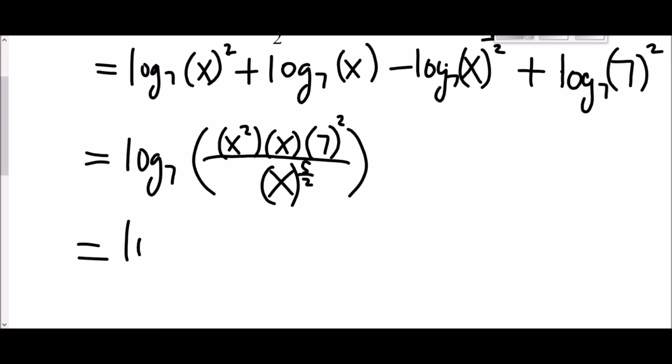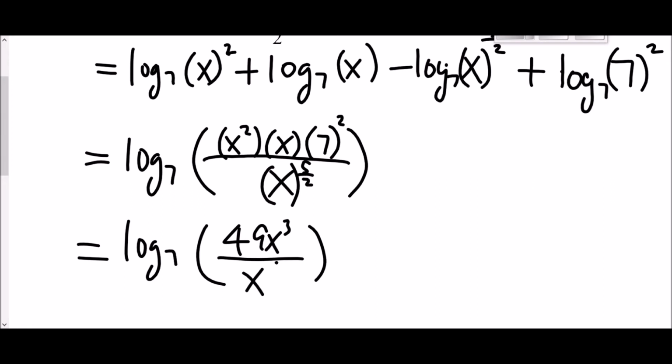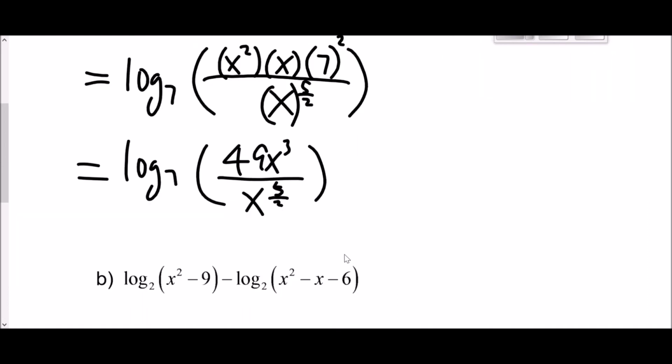So log base 7. So x squared times x gives you x cubed. X cubed times 7 squared, 49 x cubed. And then on the bottom, there's nothing you can do. You still have x raised to the power of 5/2. And because we have x on the top, x on the bottom, we can apply the exponent law. So log base 7, 49. So you subtract the exponents, 3 minus 5/2, which gives you 1/2.